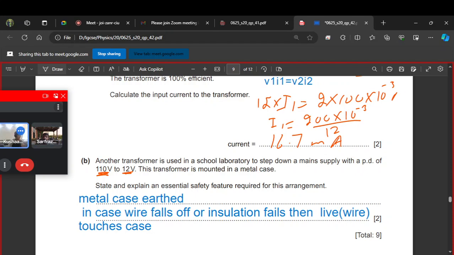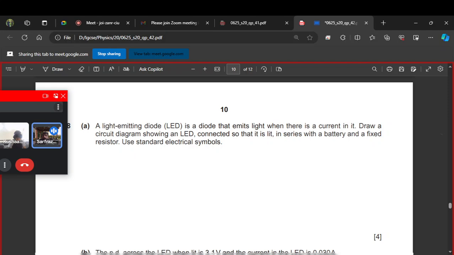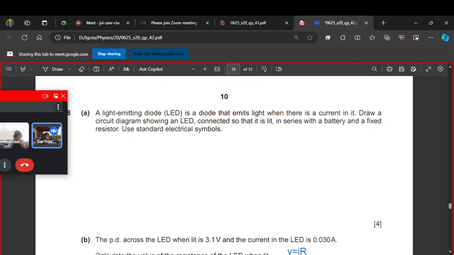Can we use an earth wire? Yes, the metal case should be connected with an earth wire. Why? Because if the wires fall on each other or the insulation of the wire fails or burns out, then in this way it will not touch the case, or if it touches, then the current will pass through to the ground and the person will remain safe.